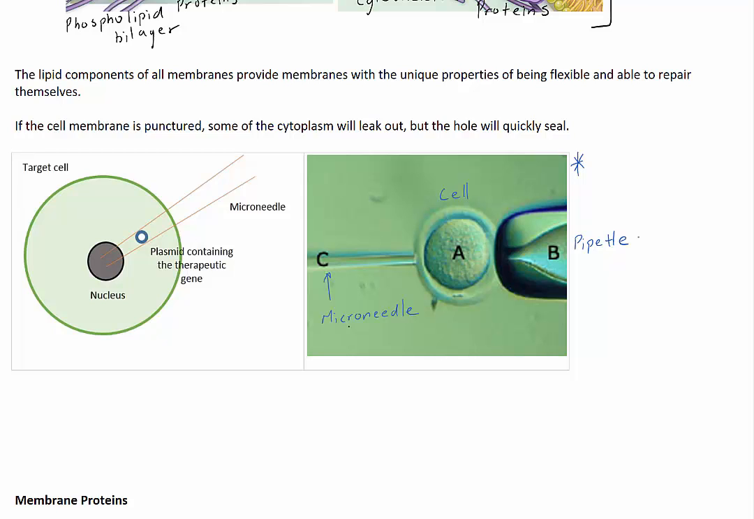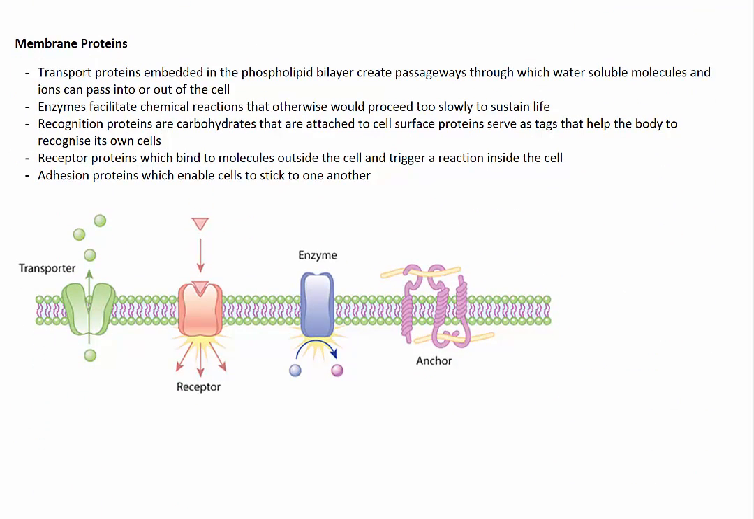A similar procedure is using a microneedle to inject a small bit of DNA which contains a therapeutic gene into the nucleus of a target cell so that that cell can then use that DNA. And this is referred to as gene therapy, which is a technique that uses genes to treat or prevent disease. While phospholipids and sterols provide the membrane its structure, proteins are important to its function. Some of the proteins lie completely within the phospholipid bilayer, whereas others extend out one or both sides. There are a range of different proteins in the cell membrane that do different jobs.